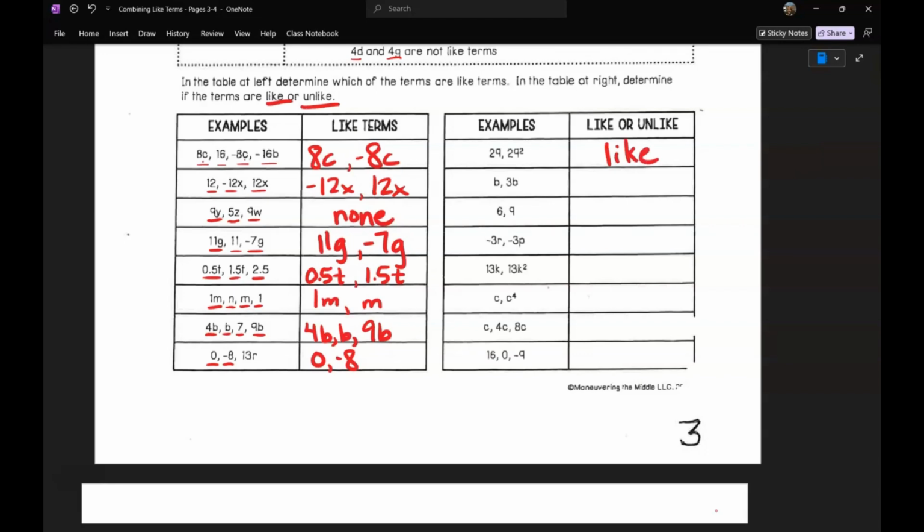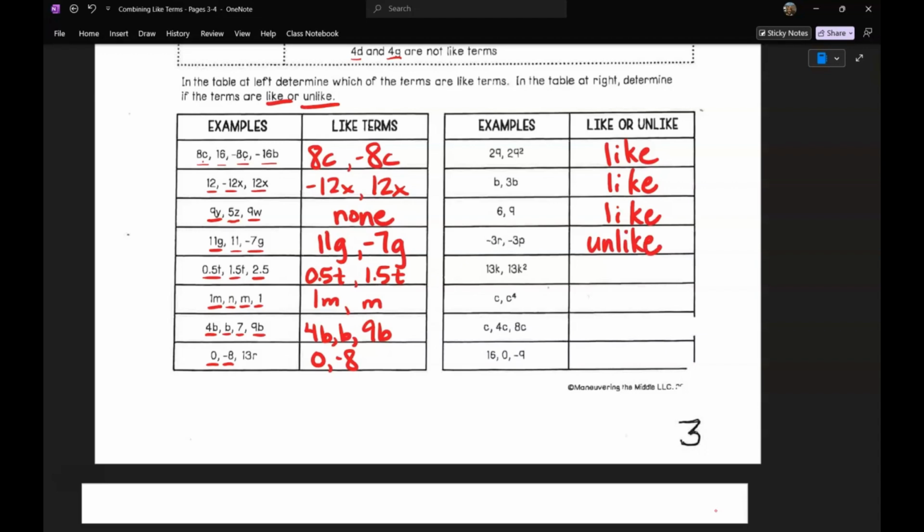B and 3b, they both have the same variable. Those are like. 6 and 9, no variables, so that makes them like each other. Negative 3r and negative 3p do not have the same variable, so they are unlike.